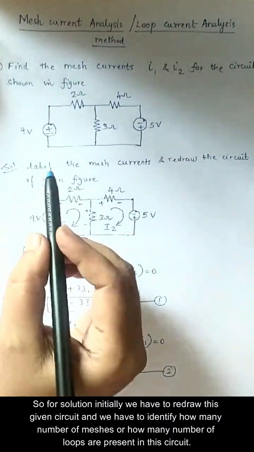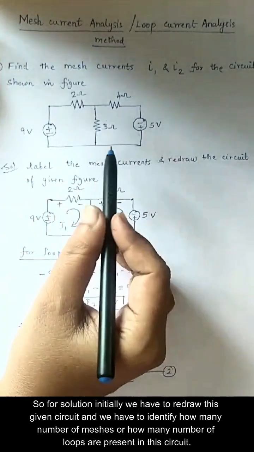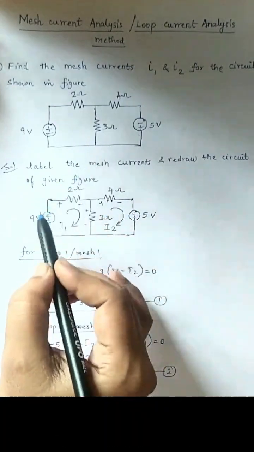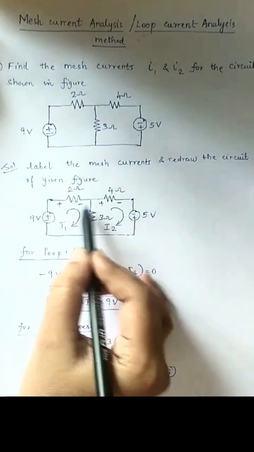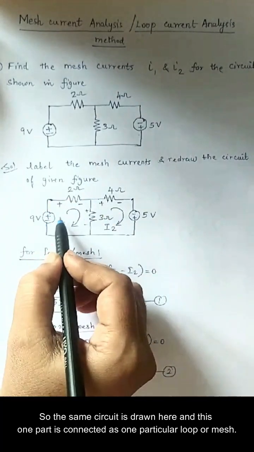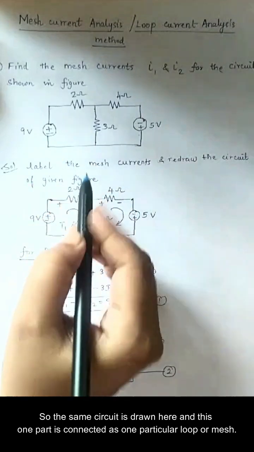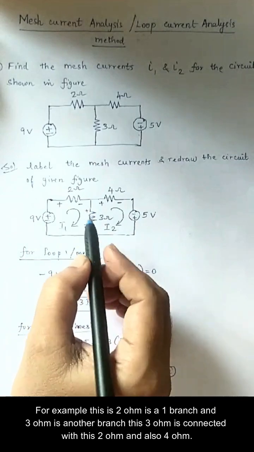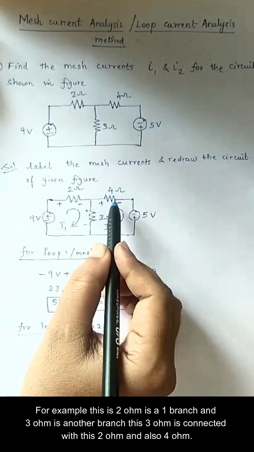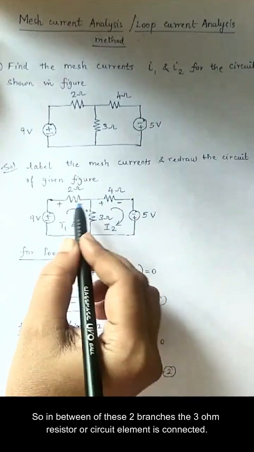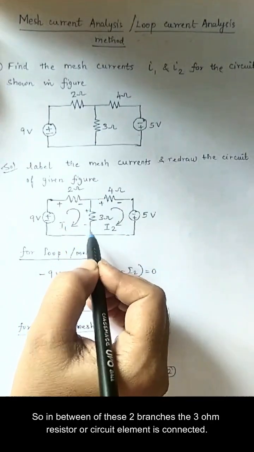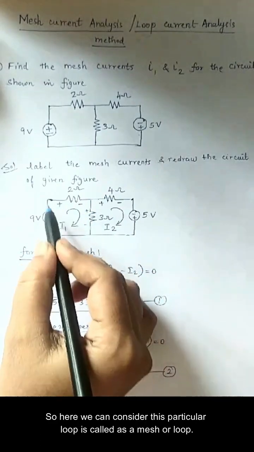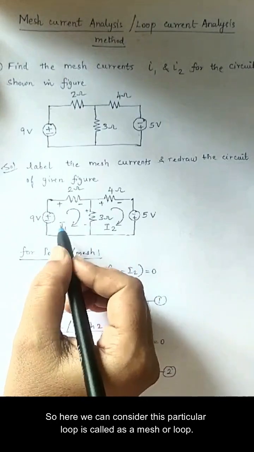For the solution, initially we have to redraw the given circuit and identify how many meshes or loops are present in it. So I just redraw this circuit. The same circuit is drawn here, and each part is connected as one particular loop or mesh. For example, the 2 ohm is one branch and the 4 ohm is another branch. The 3 ohm is connected with the 2 ohm and also the 4 ohm. So in between these two branches, the 3 ohm circuit element is connected. Here we can consider this particular loop as a mesh or loop.